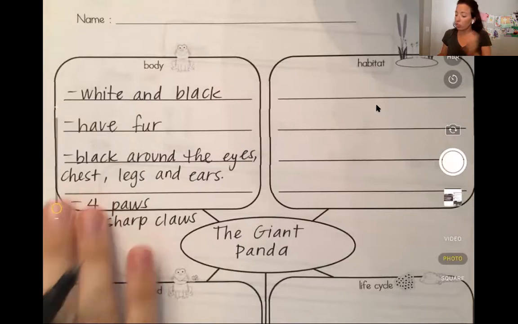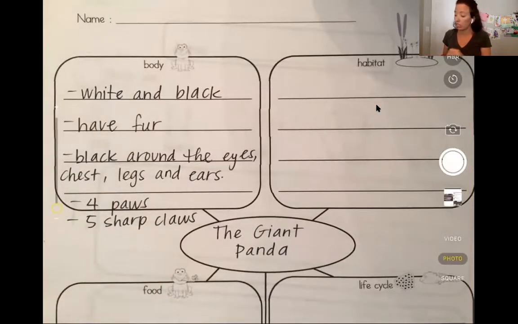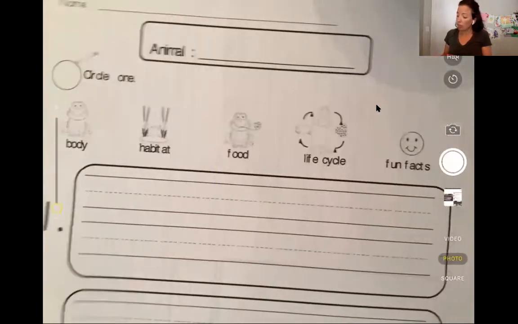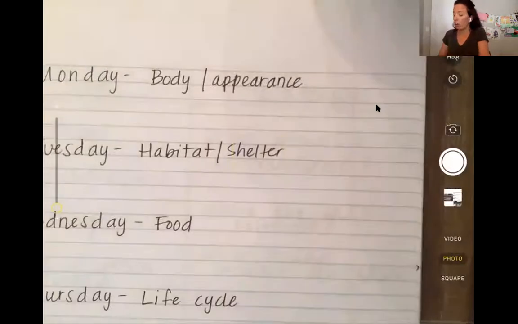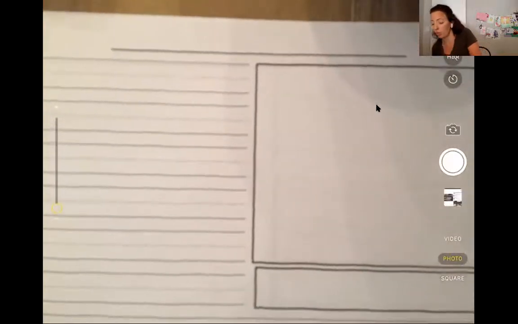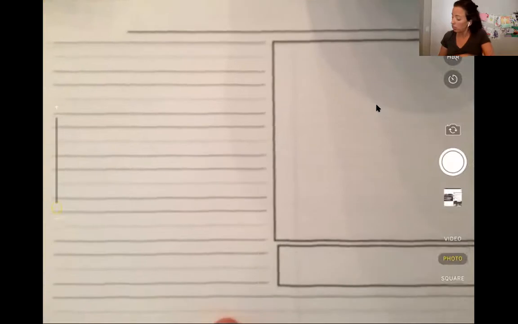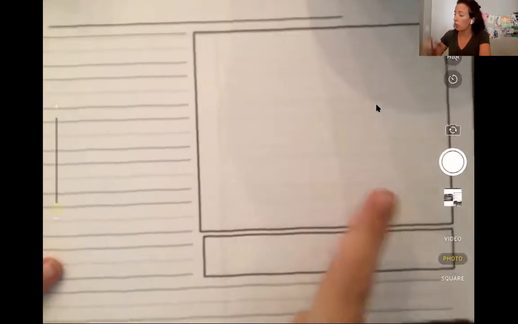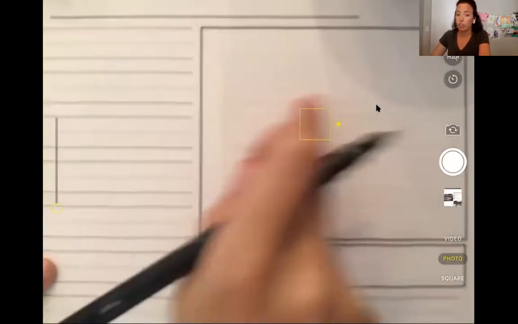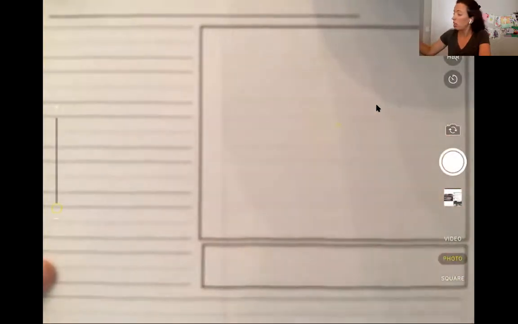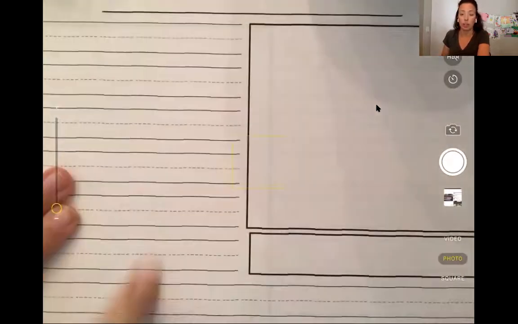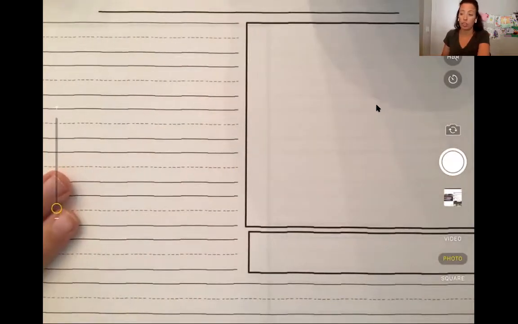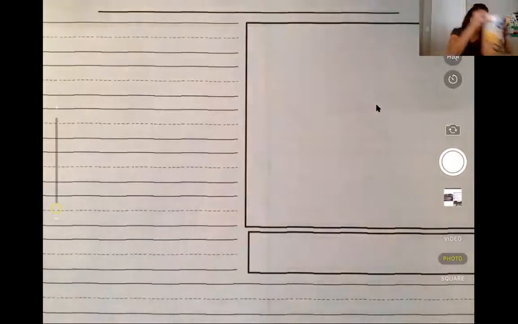And for your sentences, you have 2 choices. You can either write here on the publishing paper, which I have sent out to your parents, to your moms and dads. And on the publishing paper, you can draw your picture of your animal in the box. There's room for a caption, and then there are lines to write on. That is one choice.